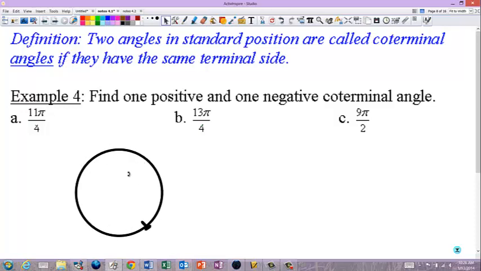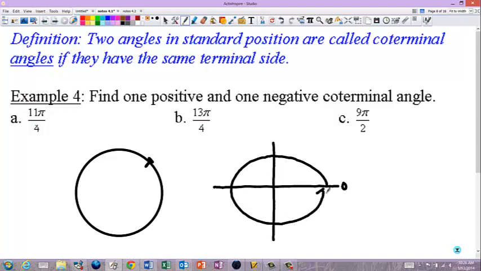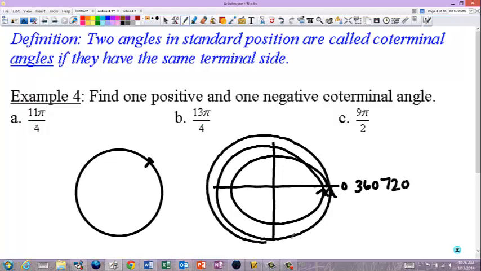You can go around and around and around the circle either way you want to, as many times as you want to. Okay? If I think about my circle, this is 0. It's also, if I go all the way around, it's 360. If I go around again, it's 720. If I go around again, it's whatever 720 plus 360 is, 1080.